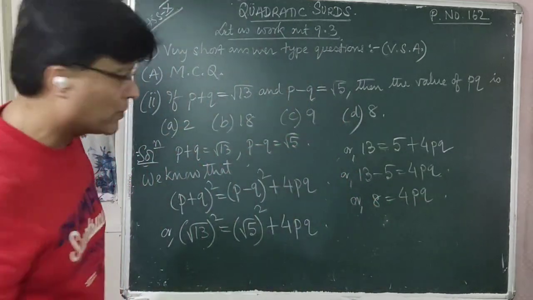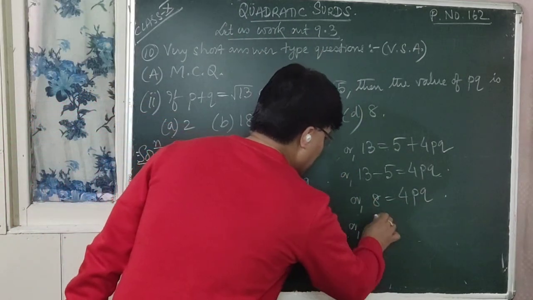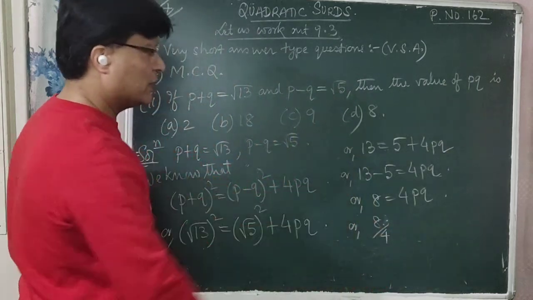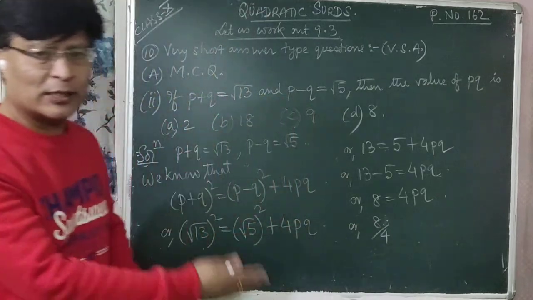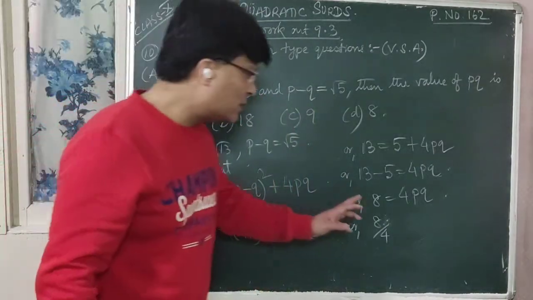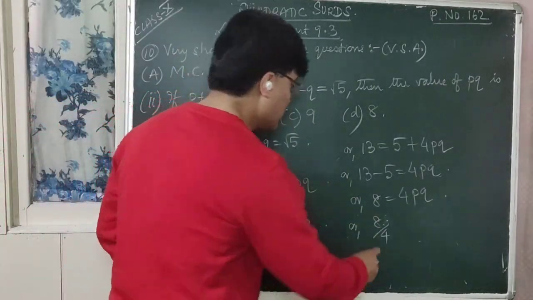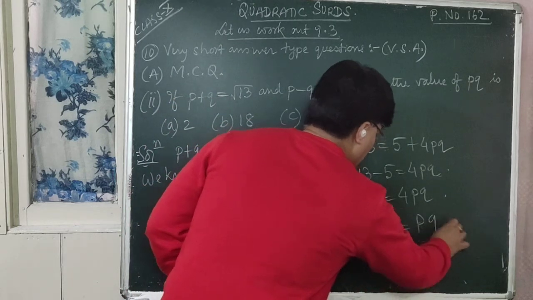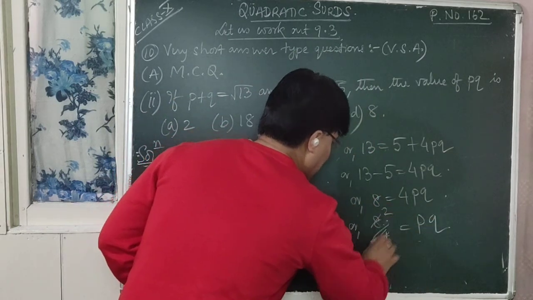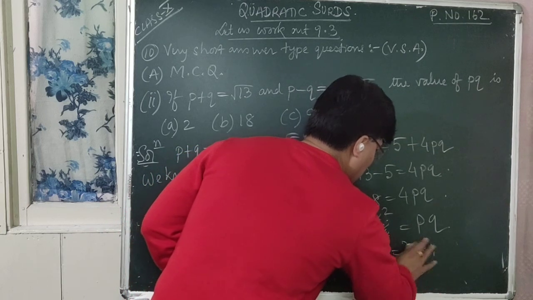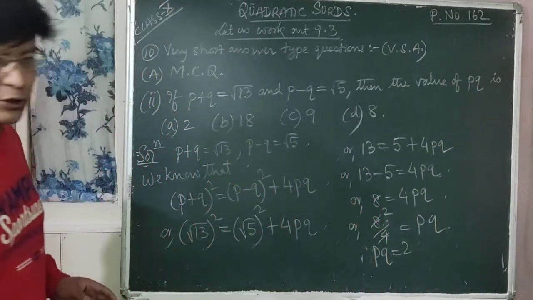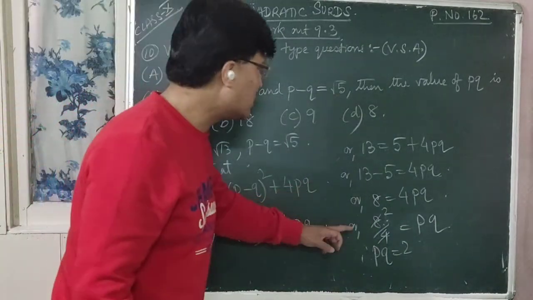Is that clear now? So you can get the value for PQ. That is 8 divided by 4. On the right hand side it is 4 into PQ. When this 4 is taken to the left hand side, you have to write it in the denominator, right? So which is equal to PQ. Okay? 4 1s are 4, 4 2s are 8. That is PQ is equal to 2. Is that clear? So what is the value for PQ?